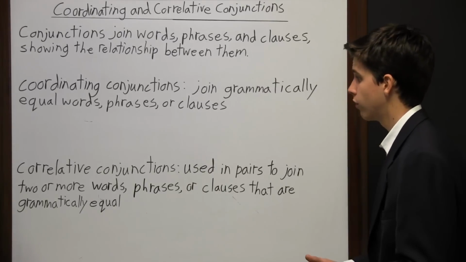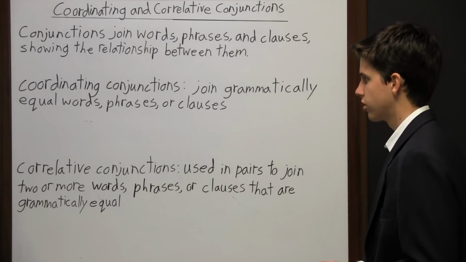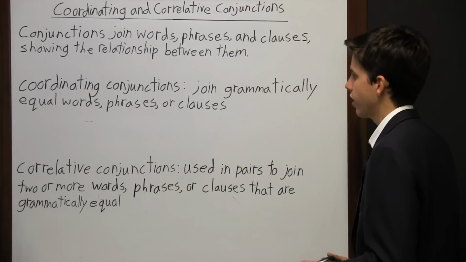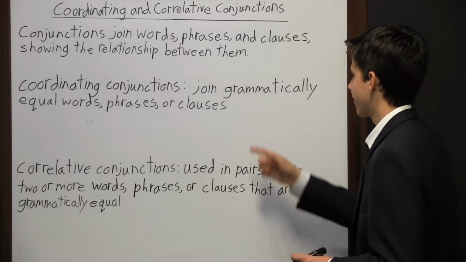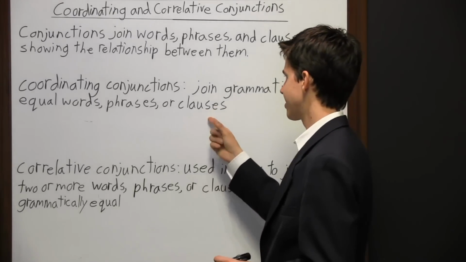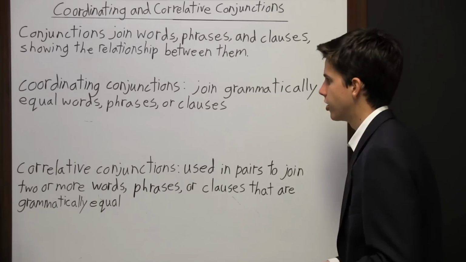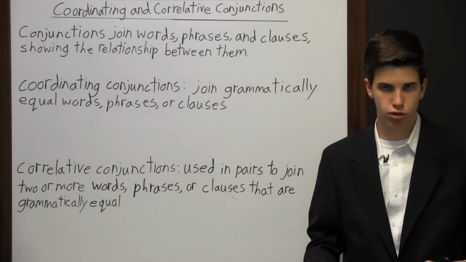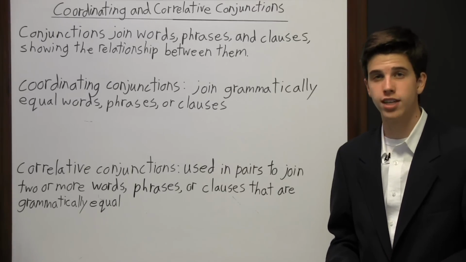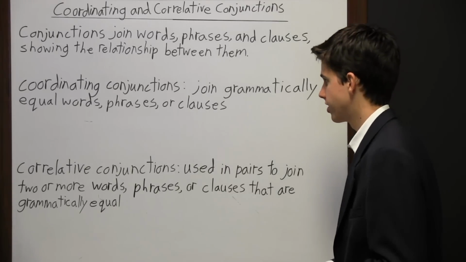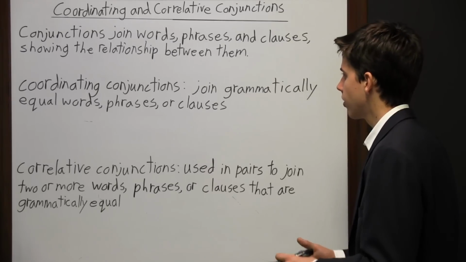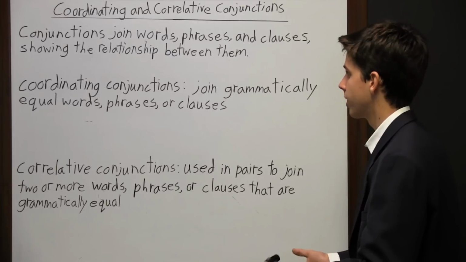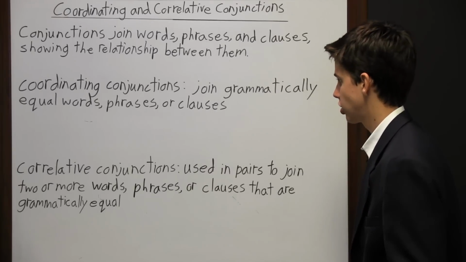But right now, we just want to focus on 2 of the main types of conjunctions, which are coordinating and correlative. And so these have similar definitions. The first is that they join grammatically equal words, phrases, or clauses. And so when we're talking about words, phrases, or clauses, we can be talking about 2 pronouns, 2 prepositional phrases, or 2 independent clauses, etc. And so those pronouns, prepositional phrases, or independent clauses are just being joined by coordinating conjunctions.